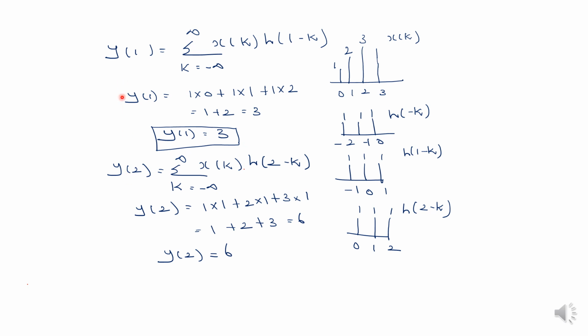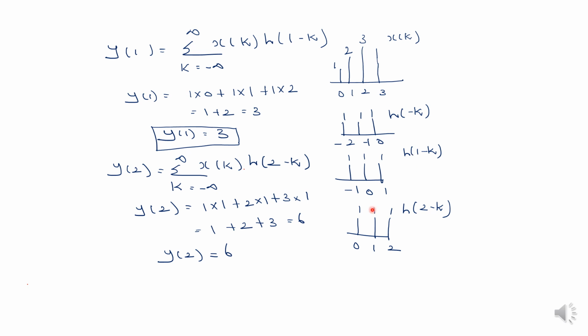Now we need to find the next output sequence value, which is y of 2. According to the formula, y of 2 is equal to summation k from minus infinity to plus infinity of x of k into h of 2 minus k. So in the place of n, I have replaced it with 2. We need to perform convolution between x of k and h of 2 minus k to get the value for y of 2. We already have the value for h of 1 minus k. If I shift h of 1 minus k by 1 unit toward the positive side, I can arrive at the value of h of 2 minus k.